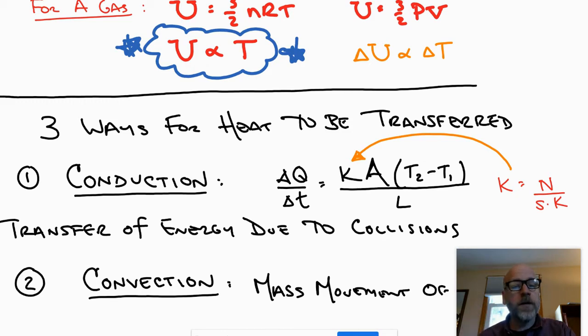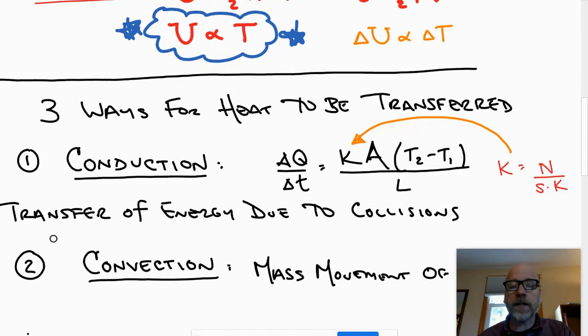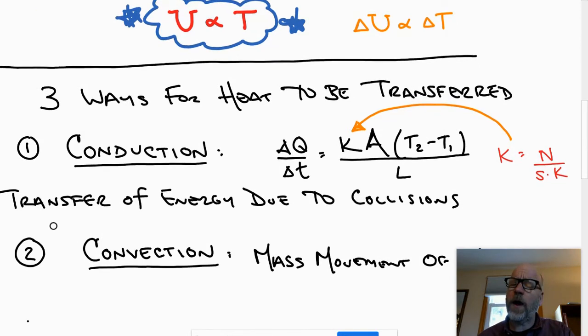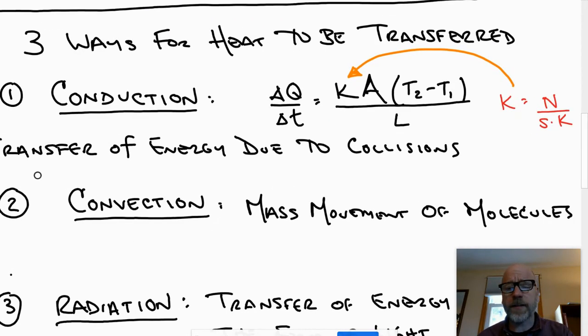The second way that heat can be transferred is by convection. And that is the mass movement of molecules.